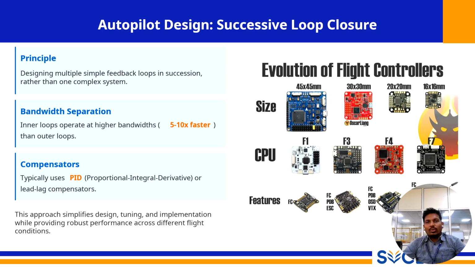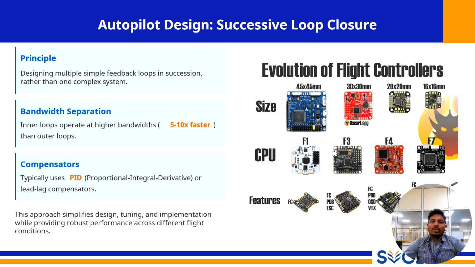Now that we have a robust state estimate from our extended Kalman filter, the next logical question is how do we use this information to actually control the MAV? This brings us to the fundamental design philosophy of modern autopilots, a technique known as successive loop closure. The principle of this approach is elegant and powerful. It involves designing multiple single feedback loops in succession rather than one complete system.